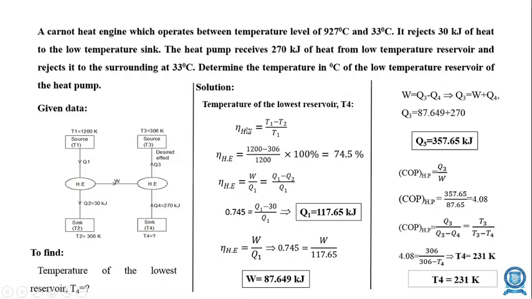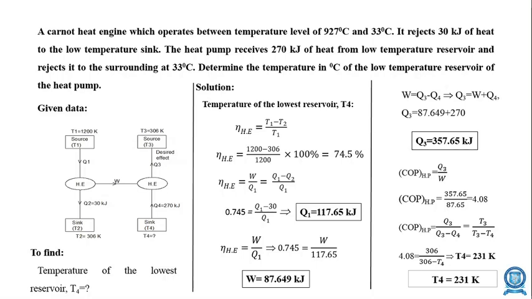First, the efficiency of the heat engine, since our initial device is a heat engine. Efficiency of the heat engine is equal to (T1 minus T2) divided by T1, that is, higher temperature minus lower temperature divided by higher temperature. Therefore, (1200 minus 306) divided by 1200, which is equal to 74.5%. We get the efficiency of the heat engine.